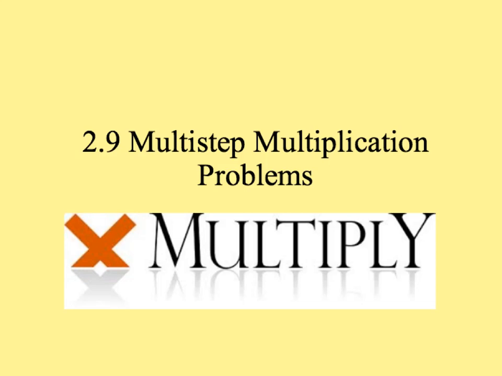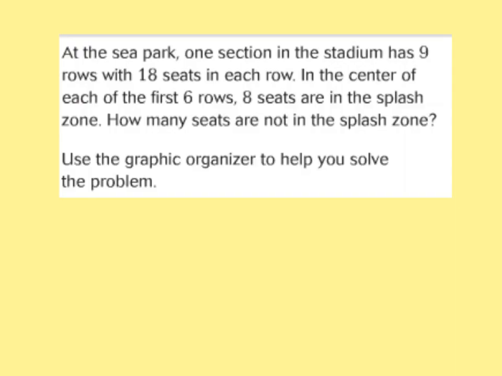Multi-step multiplication problems. Here's the problem we're going to be solving. At the Sea Park, one section in the stadium has 9 rows with 18 seats in each row. In the center of each of the first 6 rows, 8 seats are in the splash zone. How many seats are not in the splash zone?